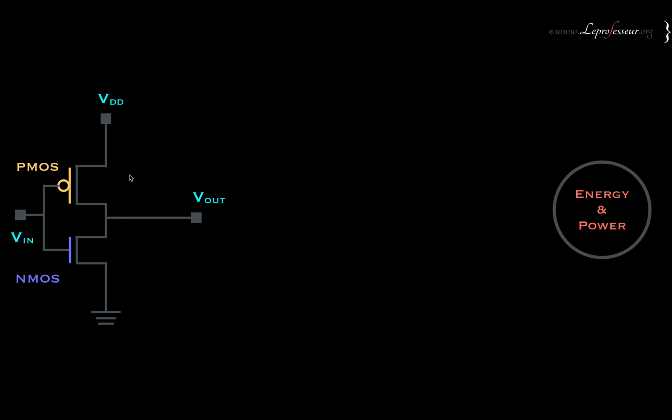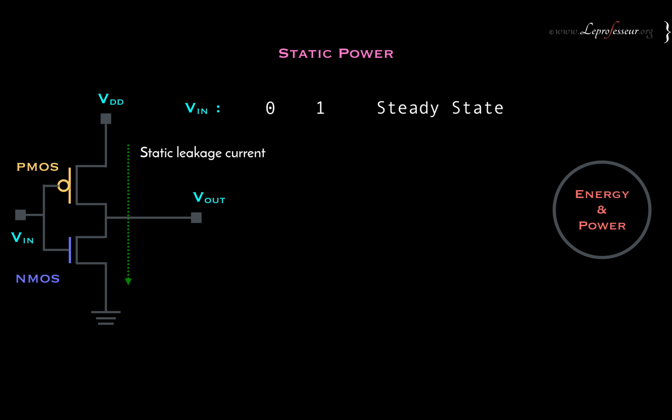So this is a typical inverter circuit. We have PMOS, we have NMOS. Let's first talk about the static power. You apply 0 or 1 at the input and you get 1 or 0, and this circuit is in a steady state. A certain amount of current flows from VDD to VSS, and we call it a static leakage current. That leads to a static power or leakage power.